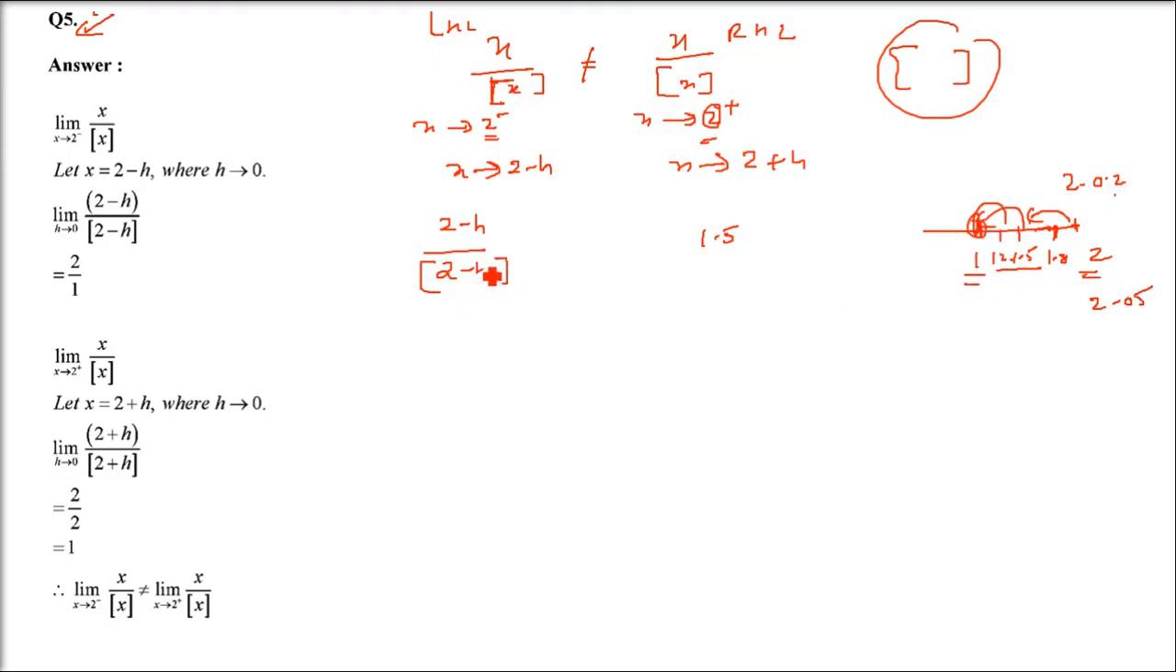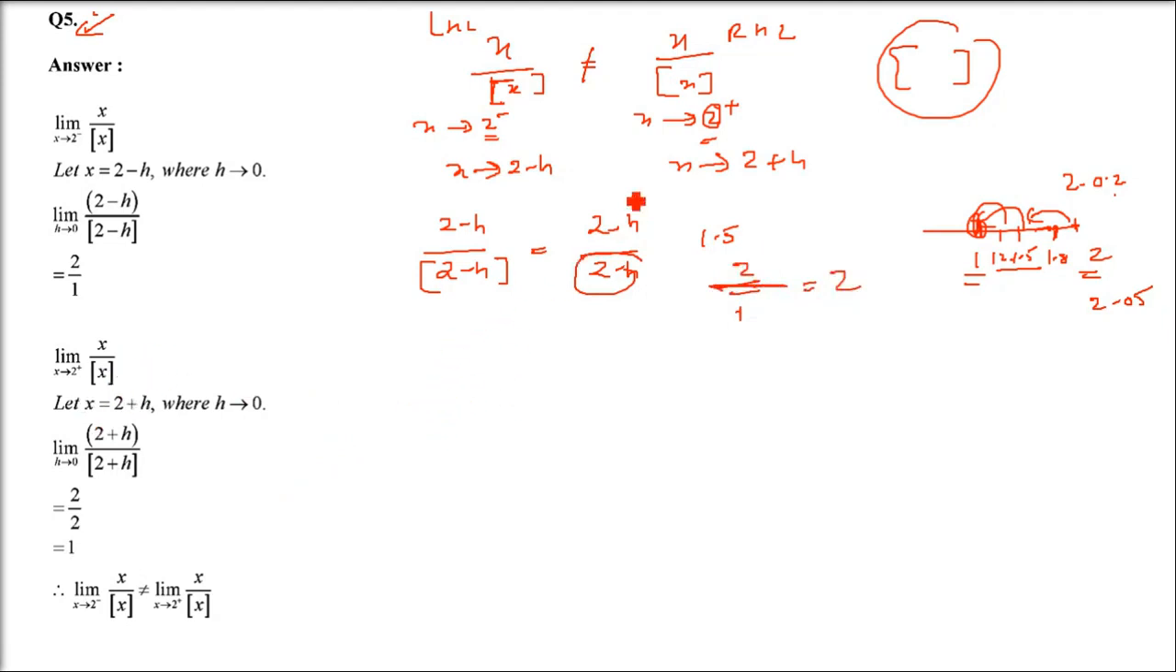So we have 1 always. The integer value you have to take will be the lower one, you can say the floor. So for 2 minus h, putting h as 0, we have 2 minus 0 in the numerator, and 2 minus h in the function will come out as 1 always, because it is between 1 and 2. So you have 2 by 1, that is going to be 2.